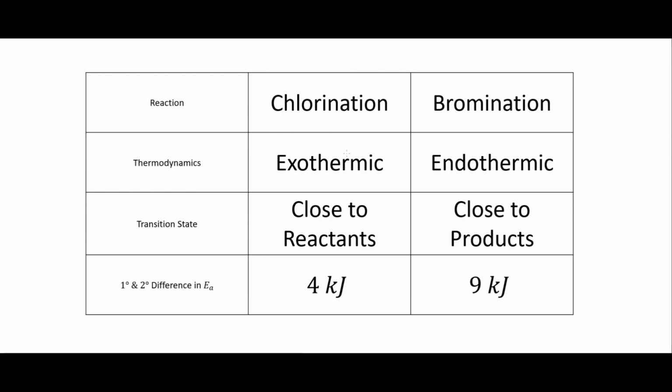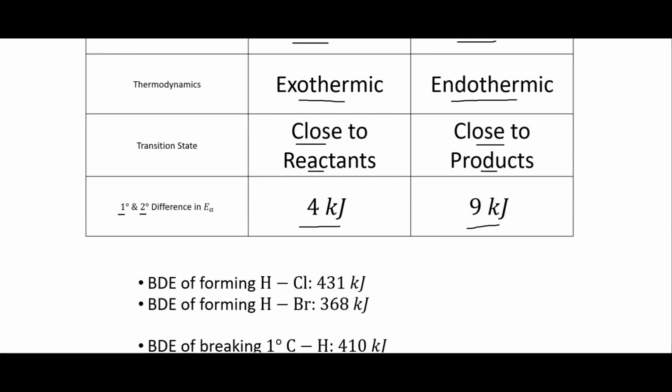So we can look at this part of the reaction here, the chlorination and the bromination. So the thermodynamics of this part of the reaction for chlorination is exothermic, and for bromination it is endothermic. So the transition state for chlorination is going to look more like the reactants, whereas for bromination it's going to look more like the products. Then the difference in the activation energy between the primary and secondary carbons here for chlorination is 4 kilojoules per mole, and for bromination it is 9 kilojoules per mole.